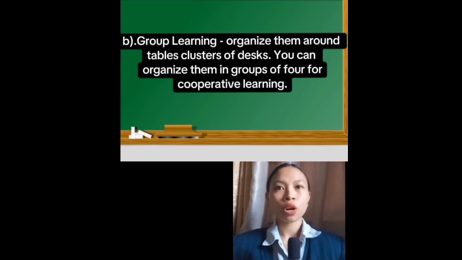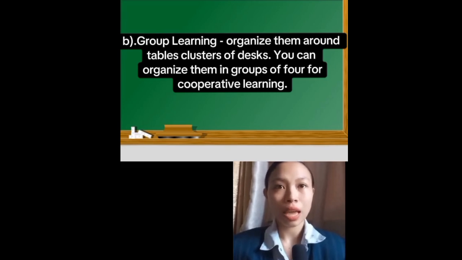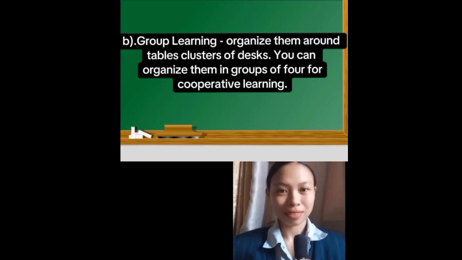So for group learning, organize them around tables or clusters of desks. You can organize them in groups of 4 for cooperative learning. Okay, so desks arranged in clusters of 4 promote teamwork and cooperative learning. For example, in a science class, students in groups of 4 collaborate on an experiment. Okay, so that's under group learning.